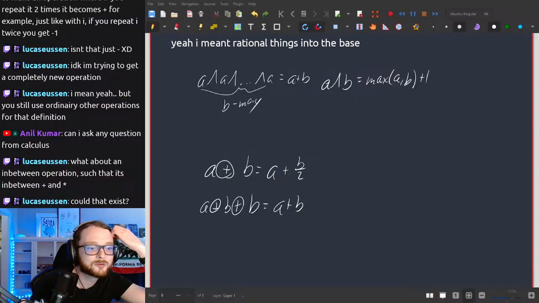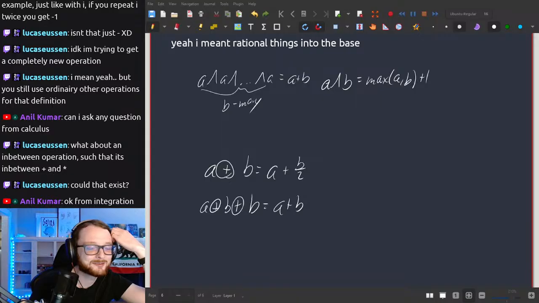Oh no. Between plus and minus? Or plus and multiplication? I don't think so. Integration? Yeah, I mean, I don't know every single integral, but you can just try asking a question.